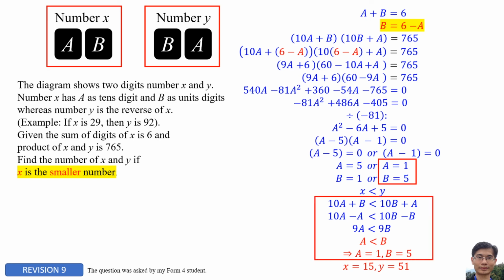Actually, we no need to do this part. From this value, we know that x and y must be 51 and 15. And since x is the smaller number, then x should be 15 and y should be 51.